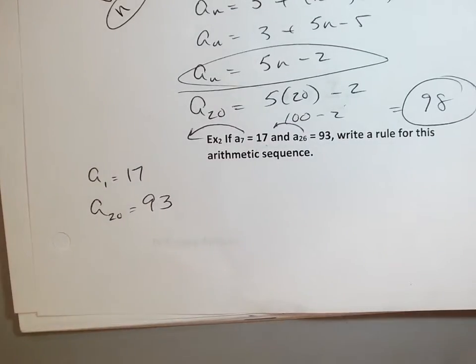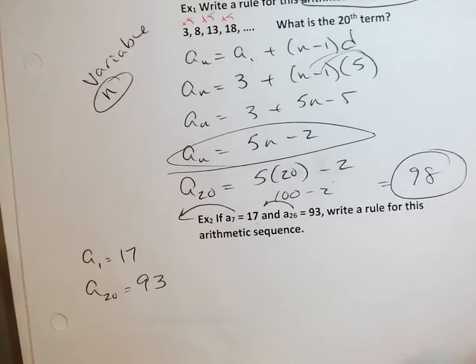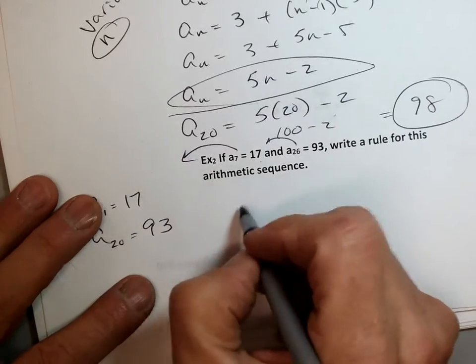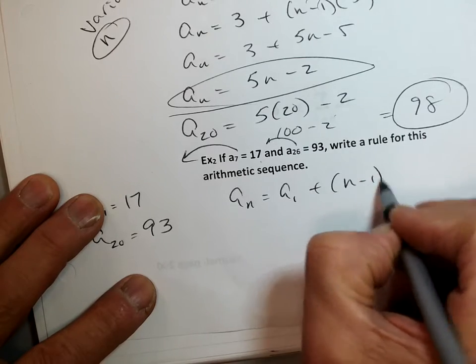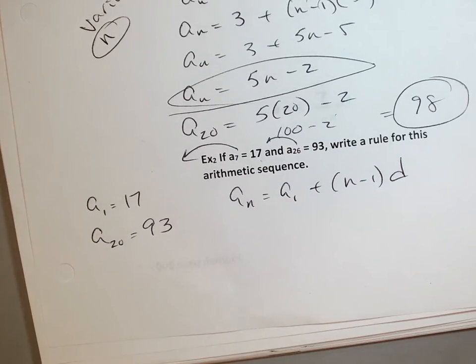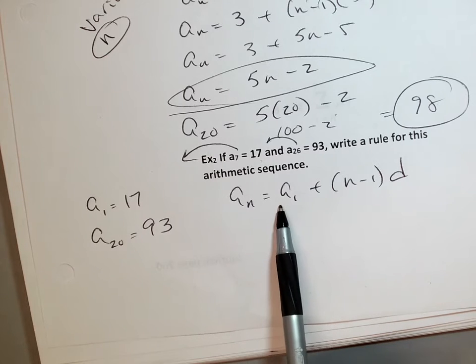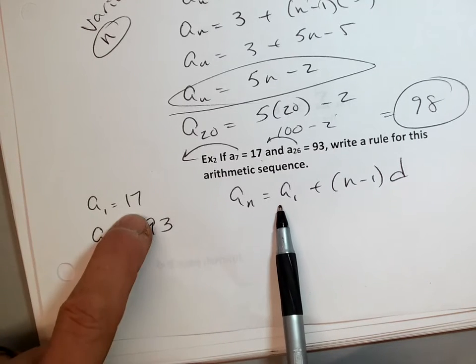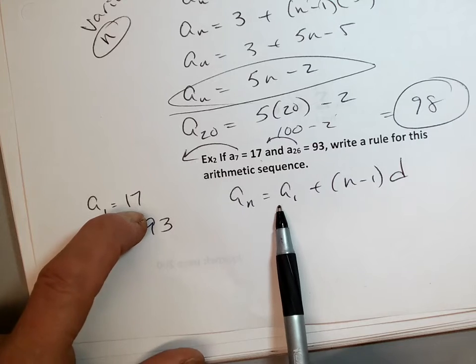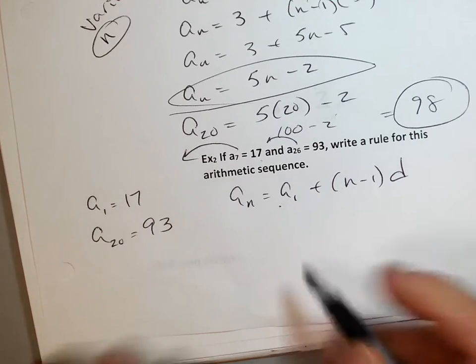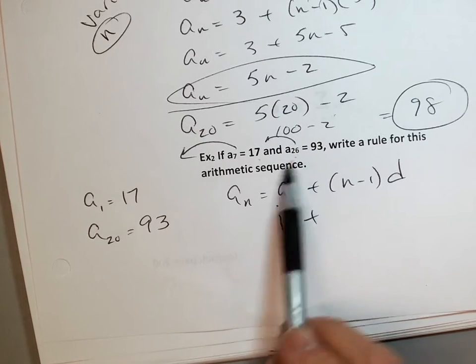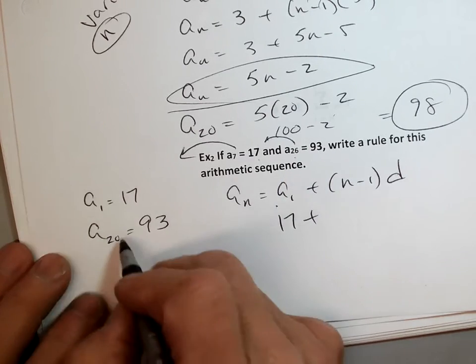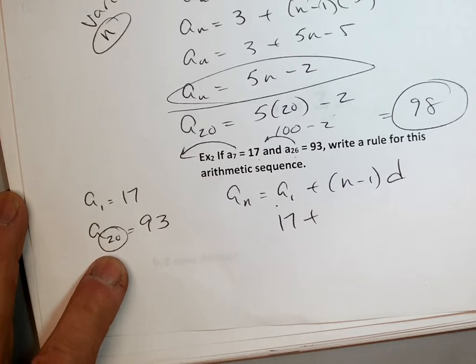Well, I have a formula. And the reason I had to do that is because the formula itself is A of n equals A1 plus n minus 1 times d, right? Now, I have an A1. My A1 is 17. I needed an A1 to use my formula. Okay, so I can put 17 here. Now, A26 becomes A20, so my n is 20. Hopefully this is not confusing you too much.